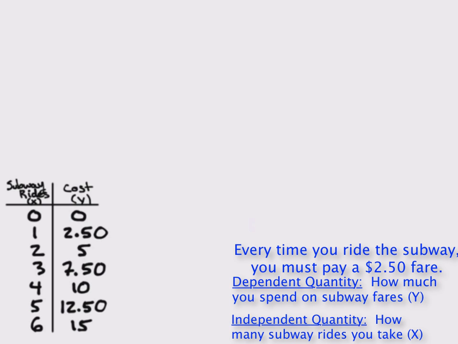I think we can agree that if you take 0 subway rides, it doesn't cost you anything. For 1 subway ride, it costs you $2.50. For 2 subway rides, it costs you $5, etc., etc. So now it's time to take these combinations, these ordered pairs, and plot them on a graph.